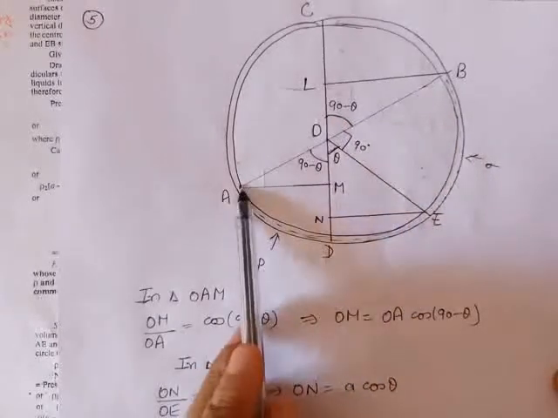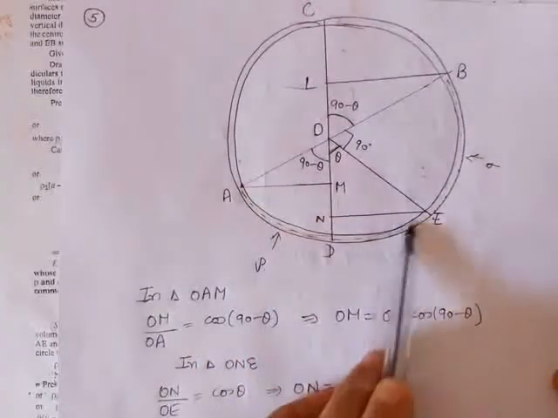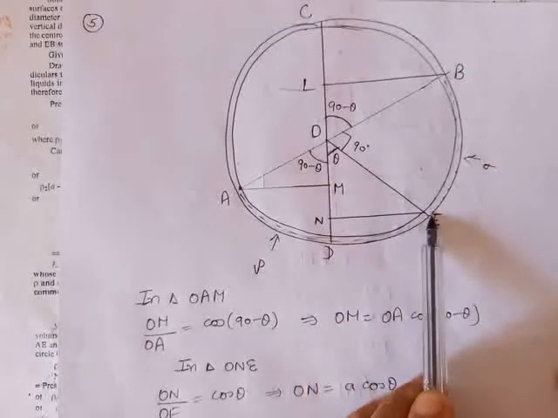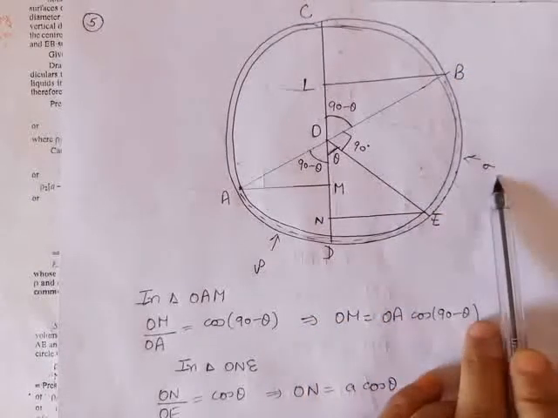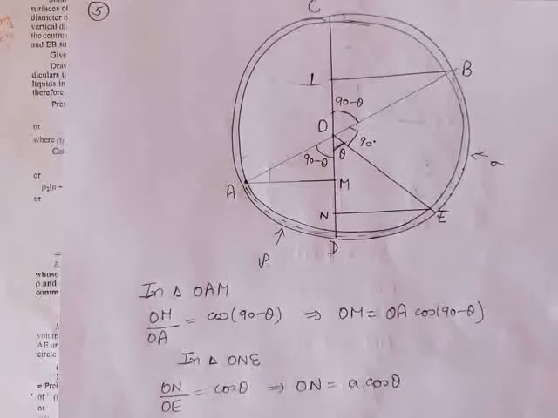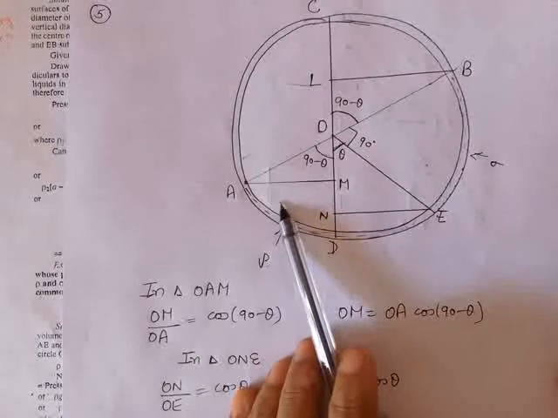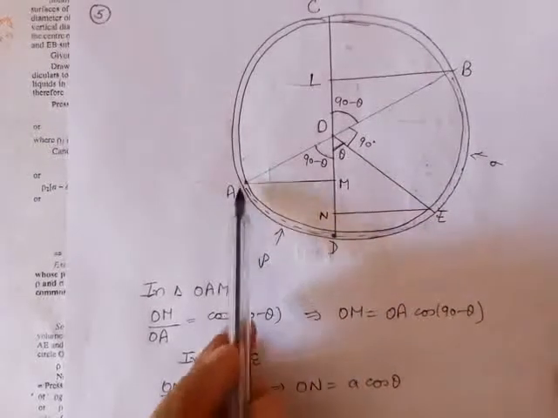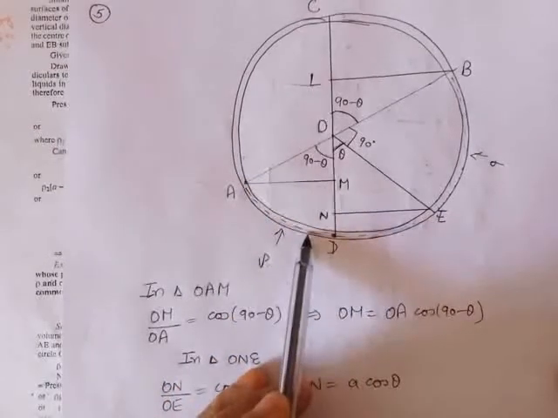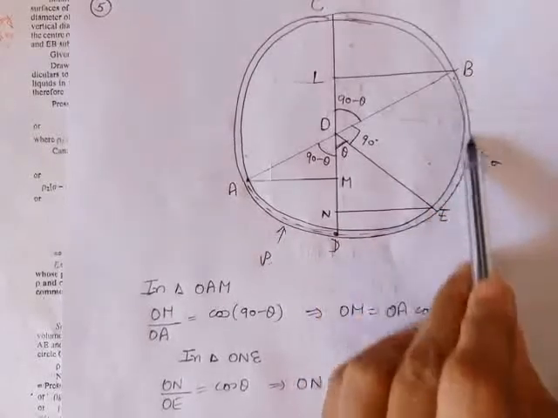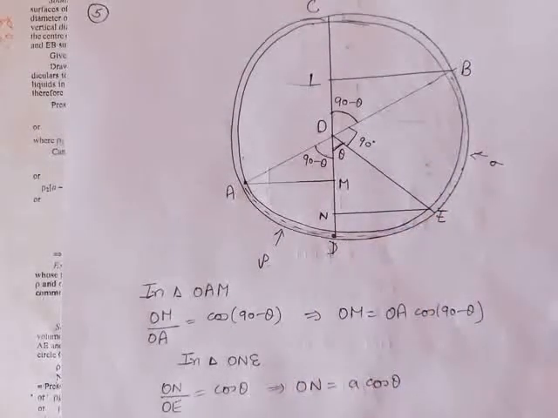The density of the first liquid, which is in the column AE, we have taken as rho, and the density of the liquid which fills the column BE we have denoted by sigma. Now let us apply the condition of equilibrium. Because the fluid is in equilibrium, the pressure at this point D due to the column AD is the same as the pressure at the point D due to the whole column BD. So let us find the pressures.